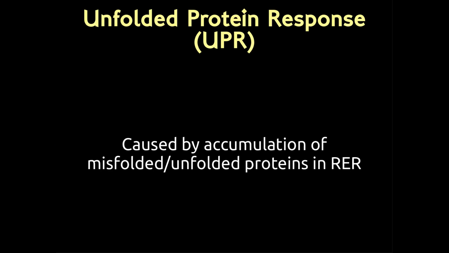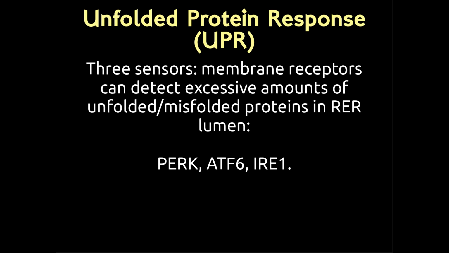Okay, let's talk about another thing that can happen as a consequence of having misfolded proteins. And this is what's known as the unfolded protein response. Now, this particularly happens when we have a lot of misfolded or unfolded proteins in the RER. We have quite a few of them. We're getting an accumulation of these misfolded or unfolded proteins. Something more major is going on.